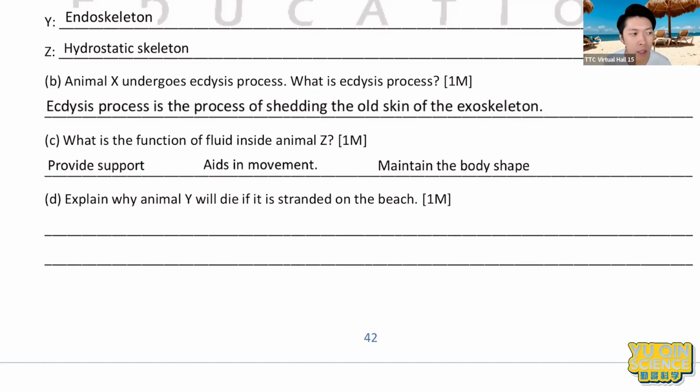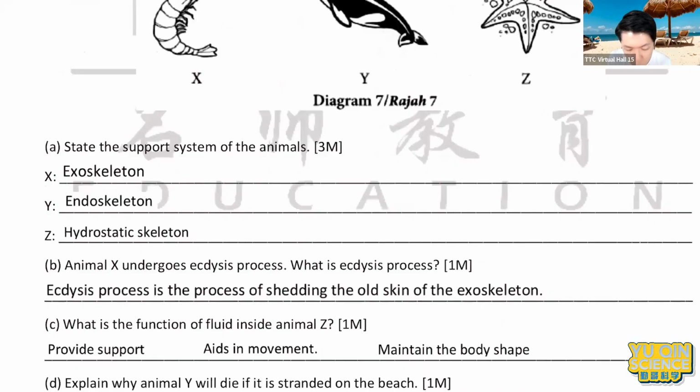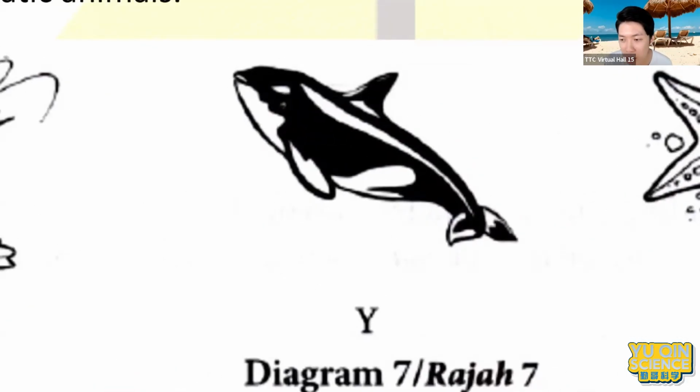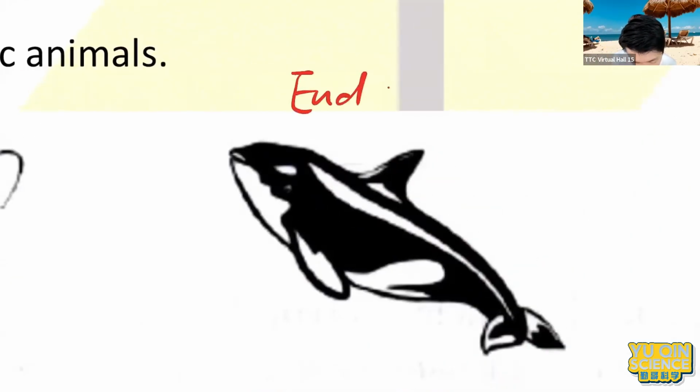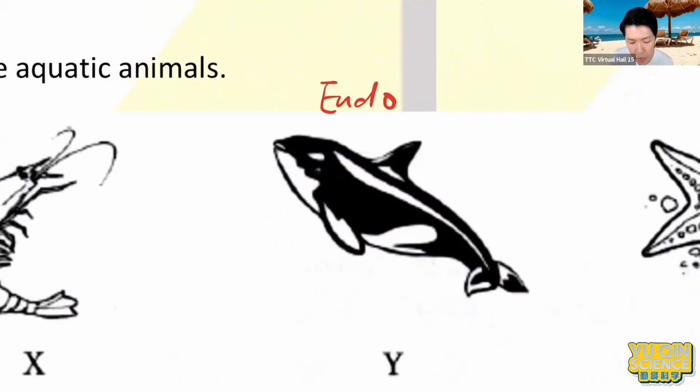Okay, part D. Explain why animal Y will die if it is stranded on the beach. How do I know? No, wait, we know. Okay, let's recall. Whale stranded on beach. Got bones but die. You're so weak. Bones inside, right? Just now you called yourself endo. Why do you die so easily? Endo, right? On land no problem, endo what?